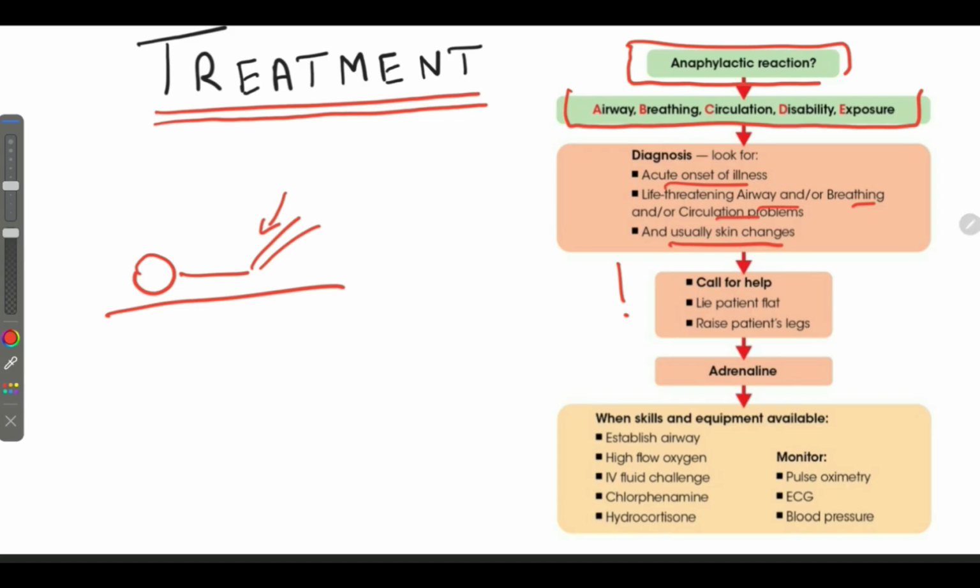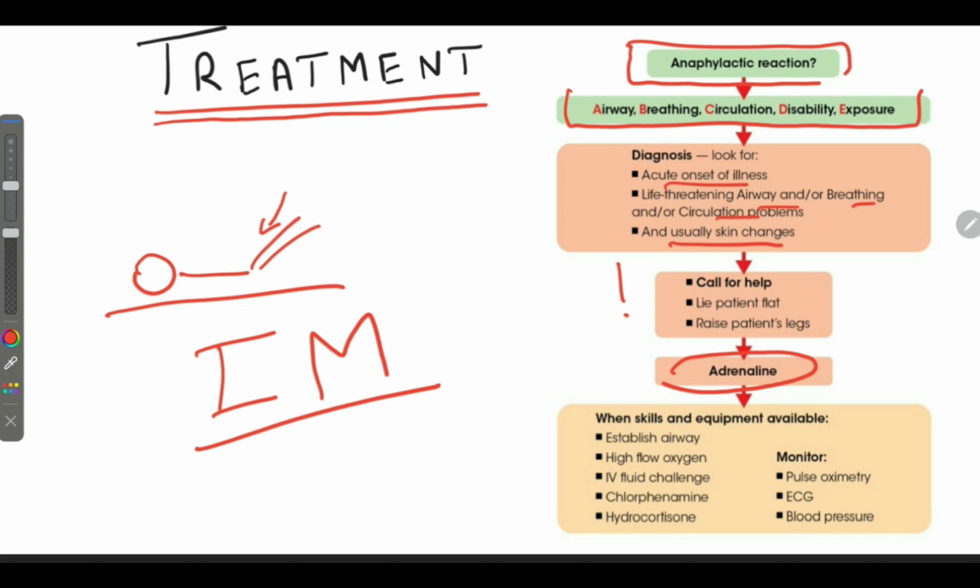Then the other thing that is most important is adrenaline. Adrenaline must be given intramuscularly. The dose varies between adults and children, but mostly for adults and children greater than 12 years old, you will give 0.5 ml of adrenaline intramuscularly. This is the very crucial step of the treatment of an anaphylactic reaction. It is the most necessary step, and it is the step that you must never miss. All of the other things are adjuncts to this.